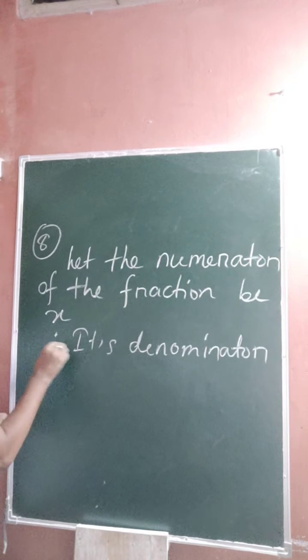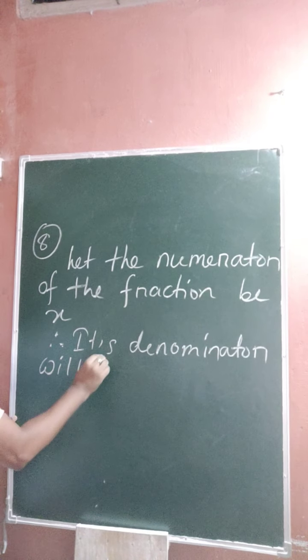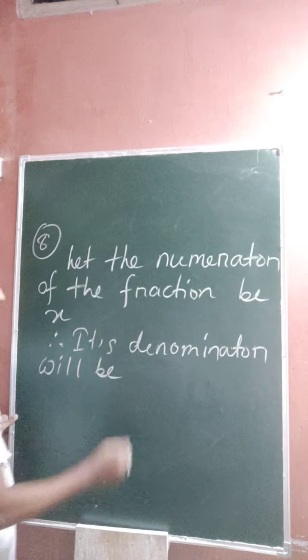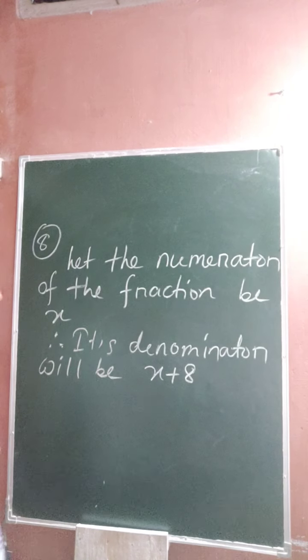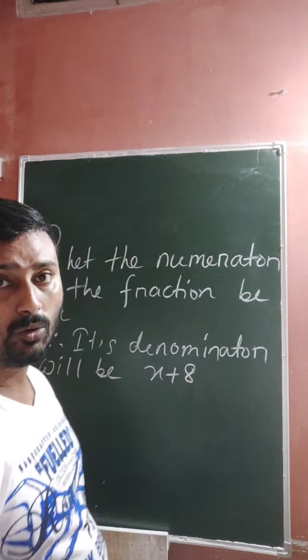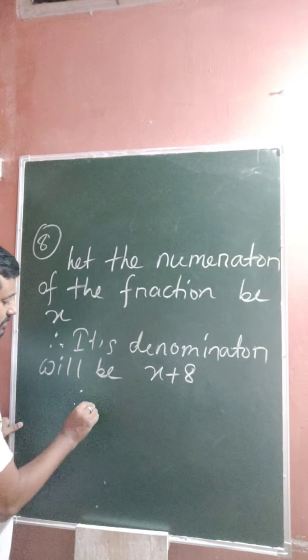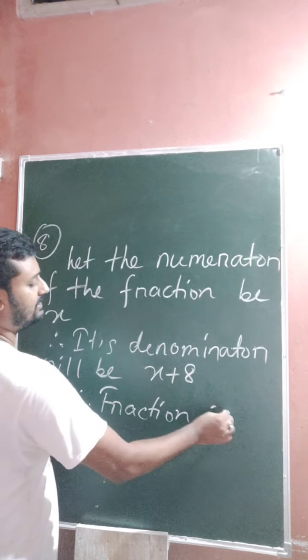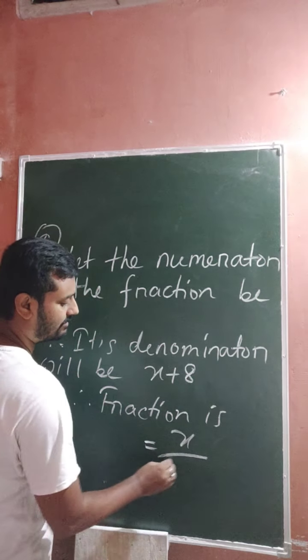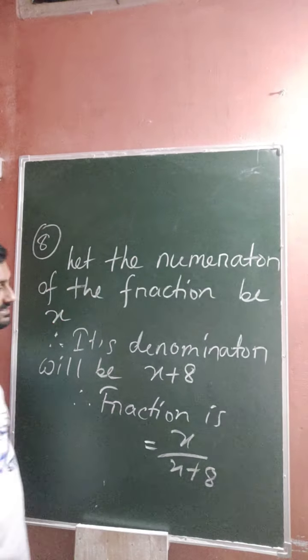that is how we write therefore here, will be, and the condition comes from the question, x plus 8. Why? Because it is given that the denominator is 8 more than the numerator. So therefore the fraction is x divided by x plus 8. This is the fraction.